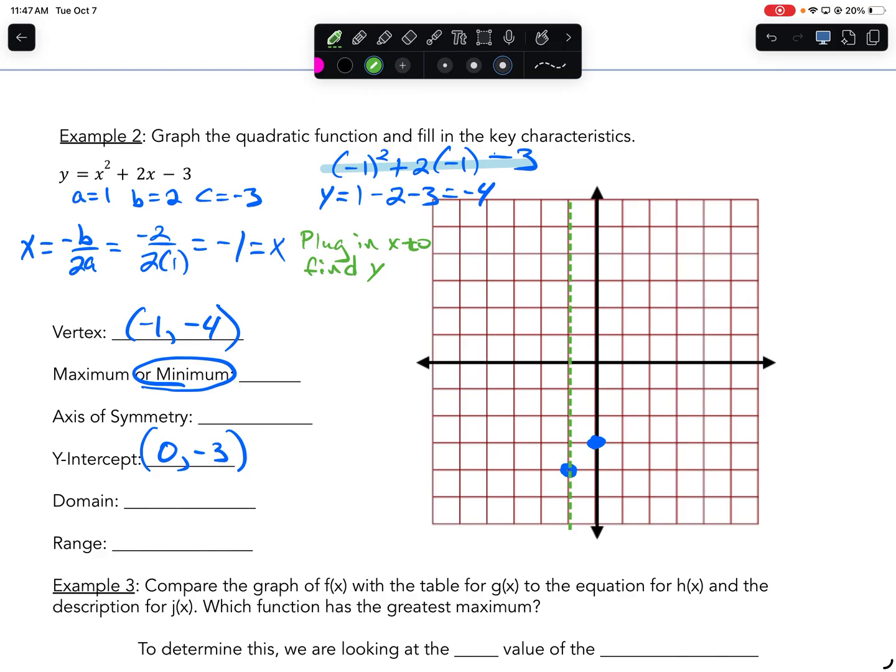So all I got to do is I look right here. This point is 1 away from the axis of symmetry. So all I have to do is move 1 away over here, and that's my other point on the parabola. Just do the same distance from the axis of symmetry, and then we have enough points to make our graph.